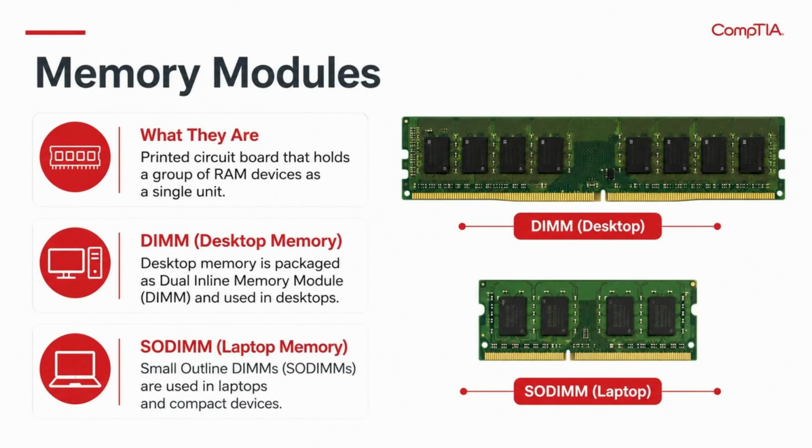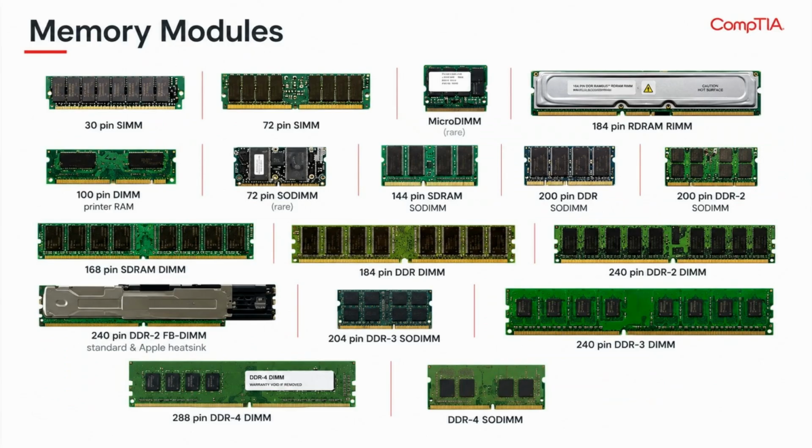Memory modules are simply printed circuit boards that group RAM chips into a single, manageable unit. Desktops utilize the larger DIMM format, while laptops and other space-constrained devices rely on the compact SODIMM, or small outline DIMM, standard. This visual demonstrates the vast variety of memory modules that have existed over the years, from early 30-pin SIMMs to modern high-speed DDR4 and DDR5 modules. The size and pin layout are specific to the generation and form factor of the host device.